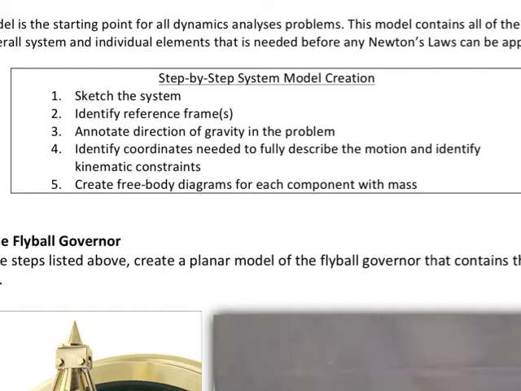And then by identifying the kinematic constraints, that's where we're actually creating constraint equations that help us understand the motion of the system. And then finally, we make it to something that you've been doing for a long time now, and that's creating free body diagrams of each component with mass. So we'll split up the entire system into multiple parts that each have mass, and we apply Newton's second law to each of those pieces.